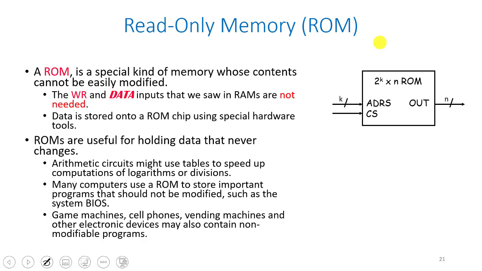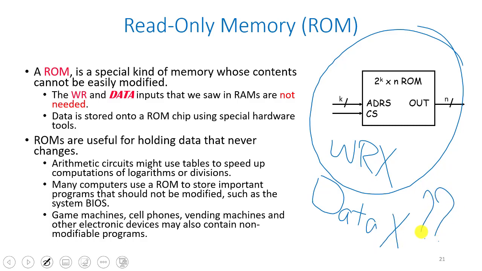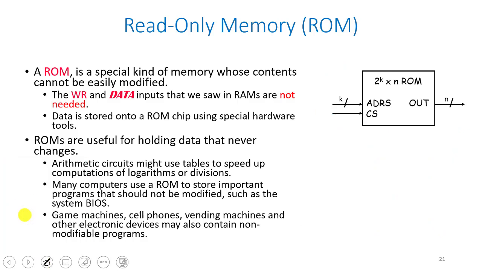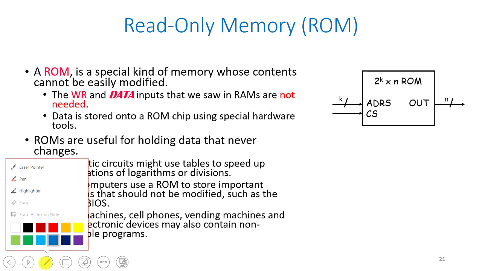Next up is our read-only memory, and the read-only memory, as you can see, is a little bit different. What's missing? You can see here is my read-only memory. What's missing? I have the WR not available, data not available. But why? Because it's a ROM. It's read-only memory. We don't need these because we don't want to write anything on the ROM.